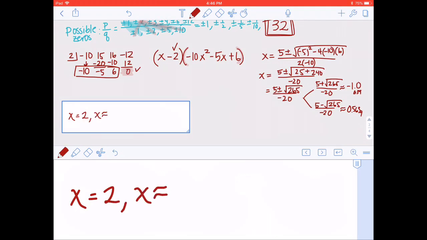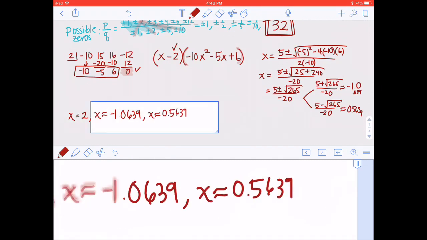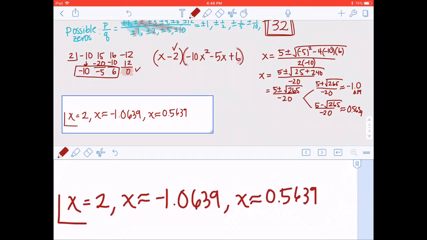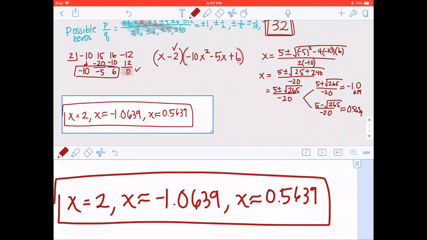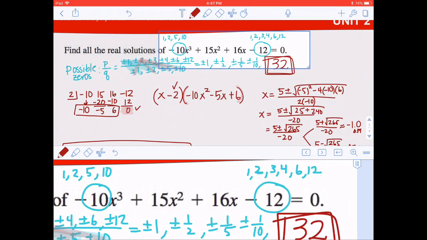x is approximately negative 1.0639, and x is approximately 0.563. Those are all of our solutions there. We can do one other thing and recall Descartes' rule of signs.